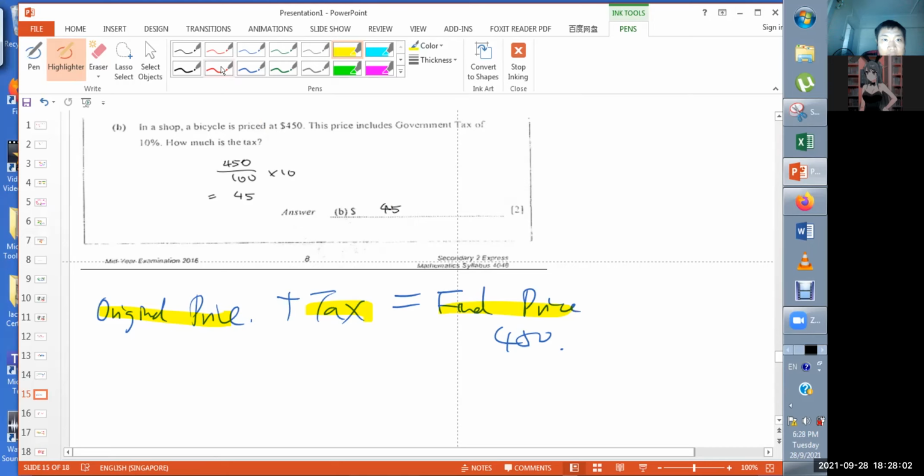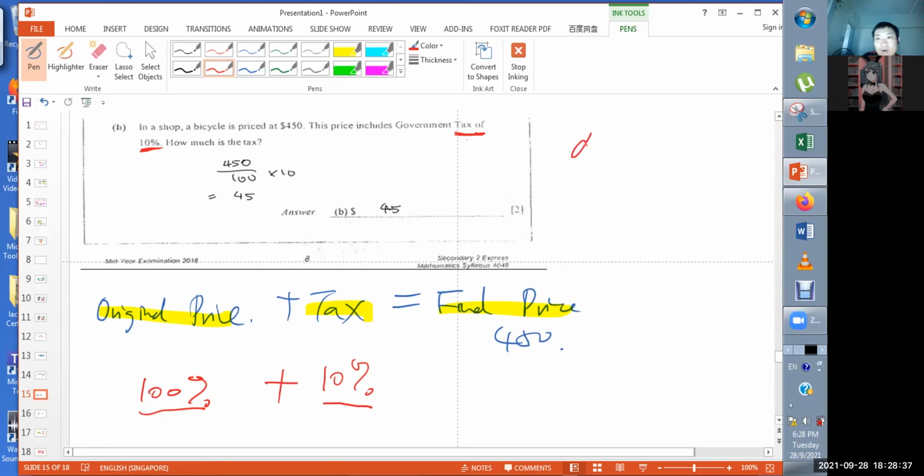Now, can I ask you, when you start with the original price, you always start with 100%. Am I right? Yes. So in fact, everything starts with 100%. Original price is always 100%. So now it says the tax is 10%. So that means it's here, 10%. Therefore, original price is 100%, tax is 10%. By the way, tax means you add to it.